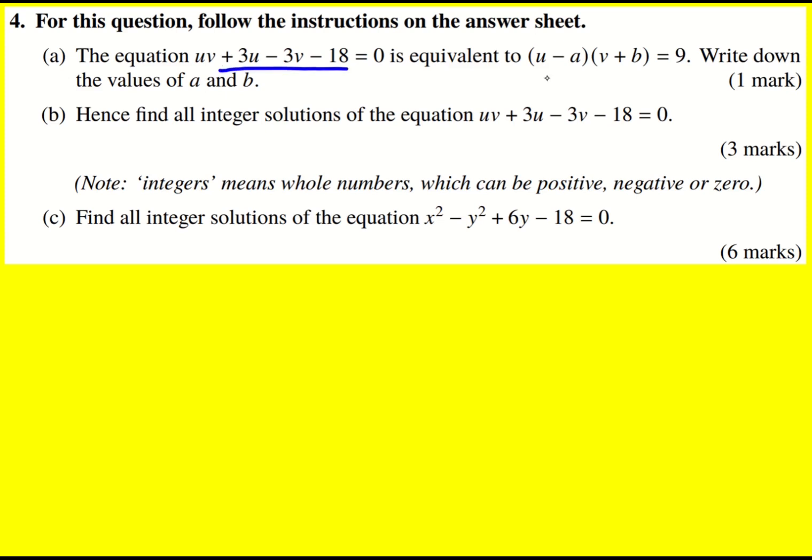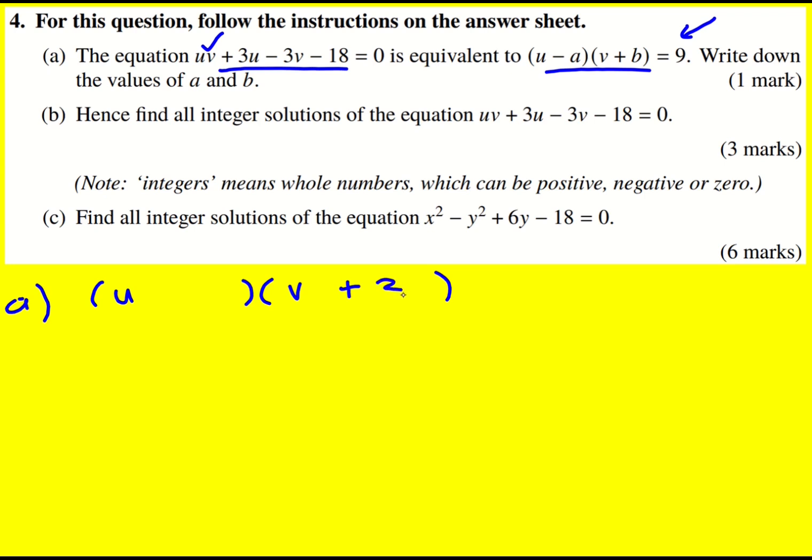We're asked to rewrite this equation into brackets, basically. So let's try and factorize it as best we can. It's not going to perfectly factorize because there's going to be a 9 that ends up going on the right-hand side. But to get uv, we're going to have a double bracket with a u here and a v here. So that term is sorted.